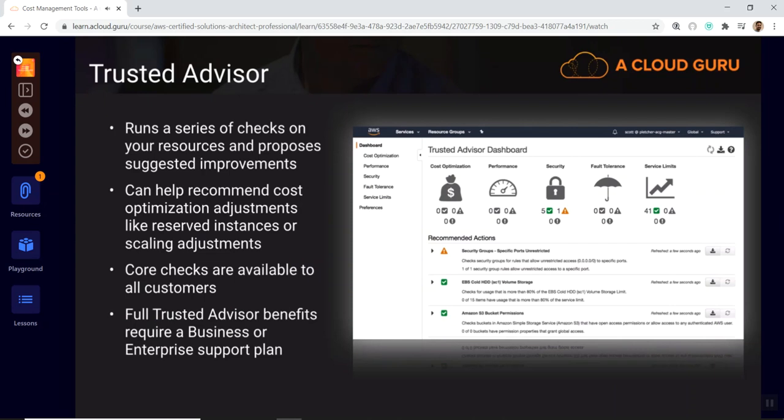Trusted Advisor is a very useful tool for a variety of reasons, but in the context of cost, it can point out where we're maybe missing some opportunity to save some money. And it's just a series of automated checks that can run on our resources. And it can recommend cases where we might be better off buying a reserved instance versus using an on-demand instance. Now, the core checks are available to anybody, and some more extensive checks are available to anybody with a business or an enterprise support plan.